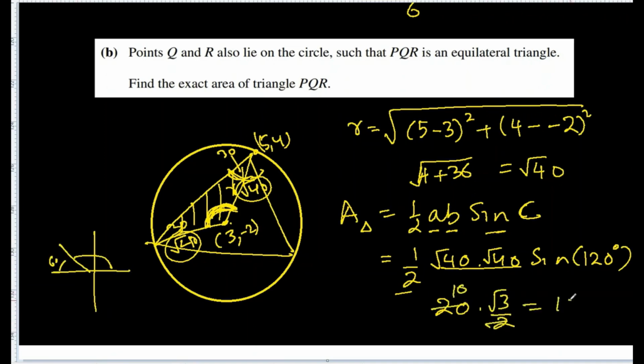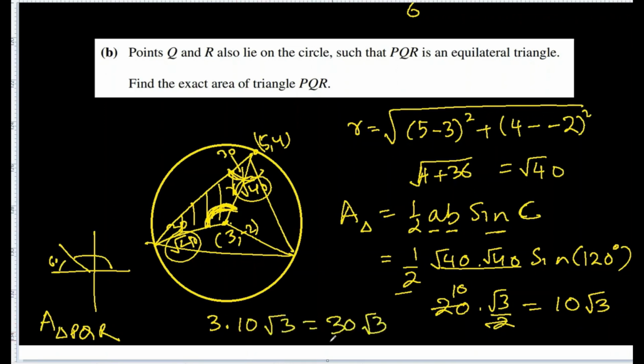So the area of one triangle is 10 square root 3, and we have to find the area of three triangles which are exactly the same. So area of triangle PQR equal to 3 times 10 square root 3, which is 30 square root 3. This is the final answer, and we can write units square.